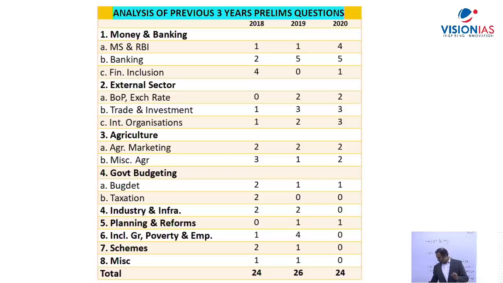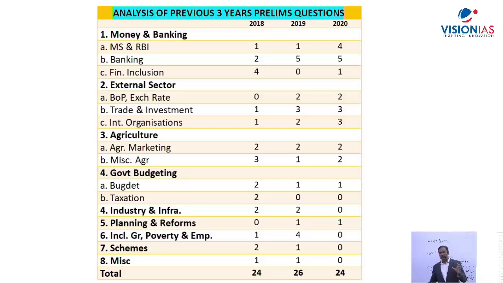Another question was: West Texas Intermediate is related with what? It is related with crude oil. It was in the news because after COVID the price reduced so much that it even became negative. Another question is from the WTO, like TRIMS, trade related investment measures.